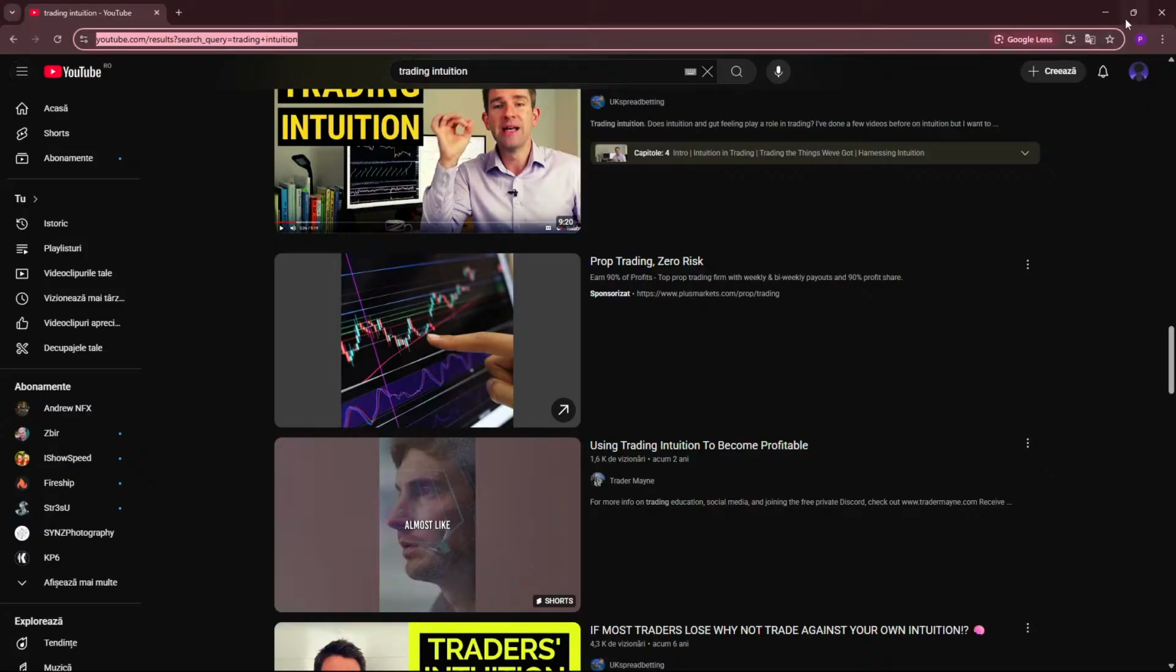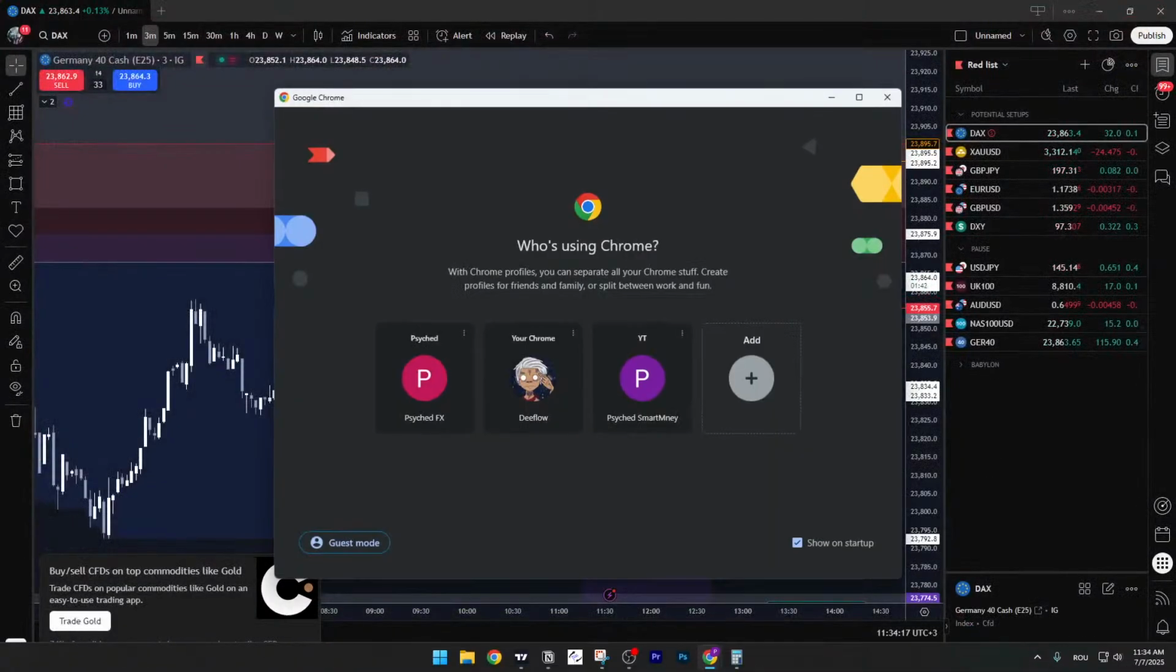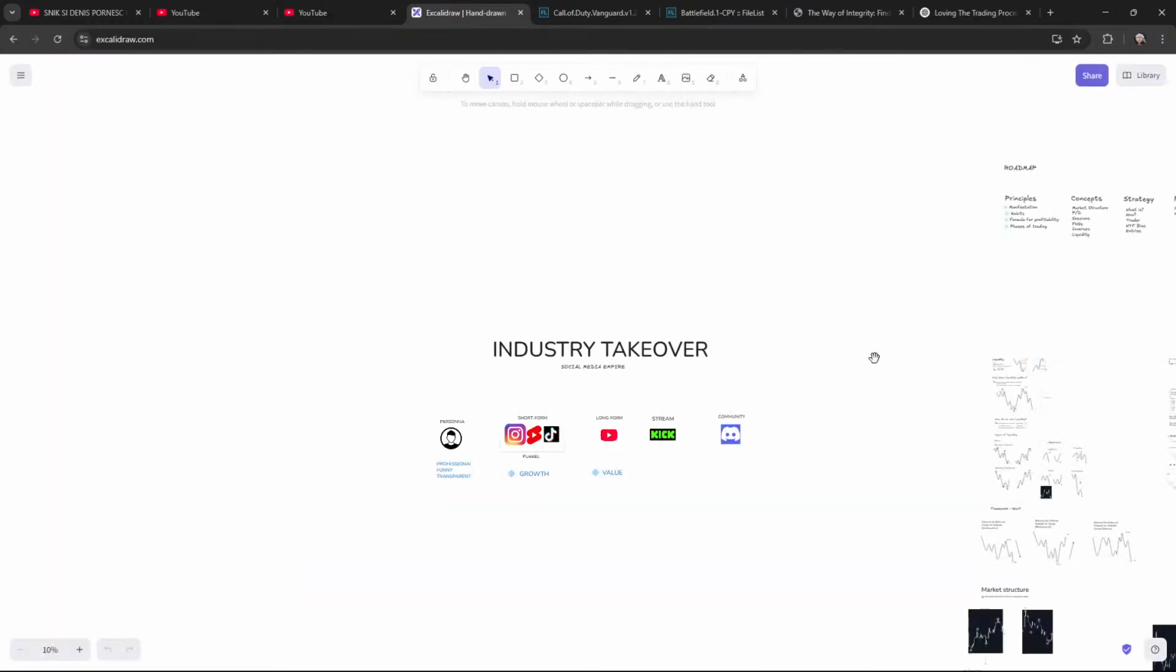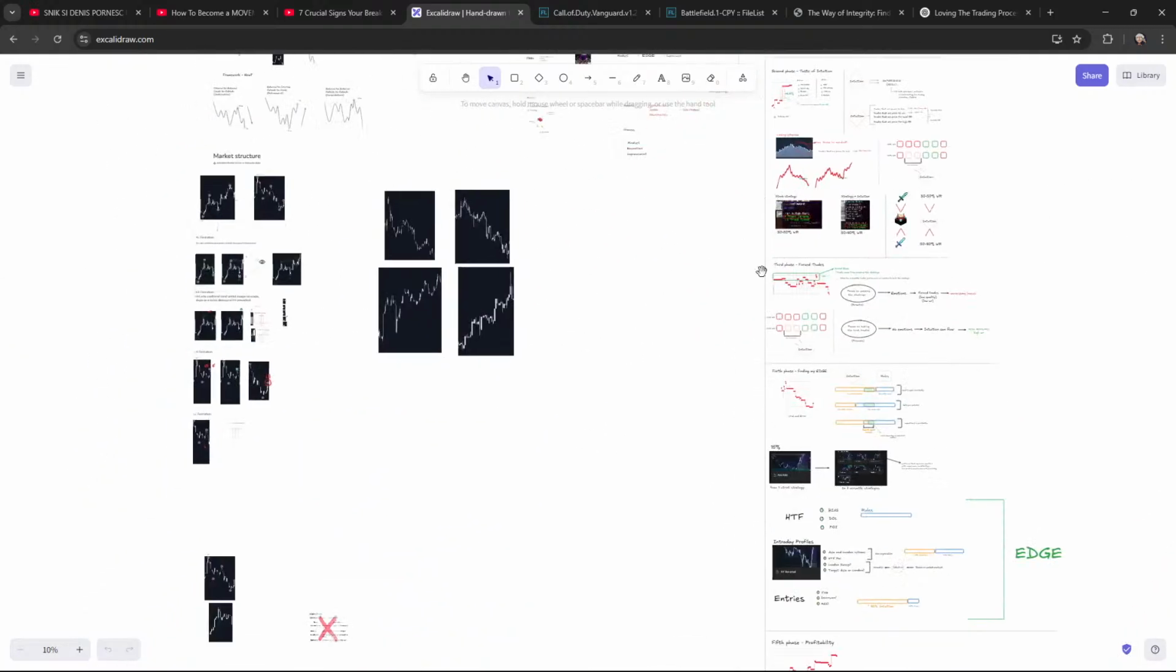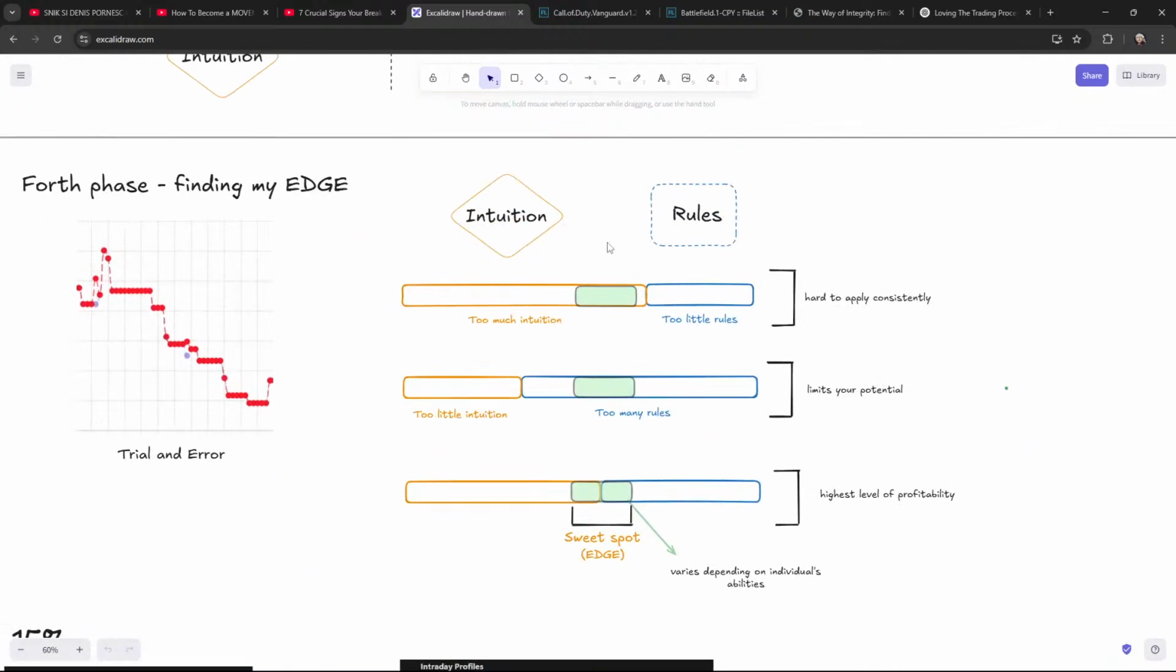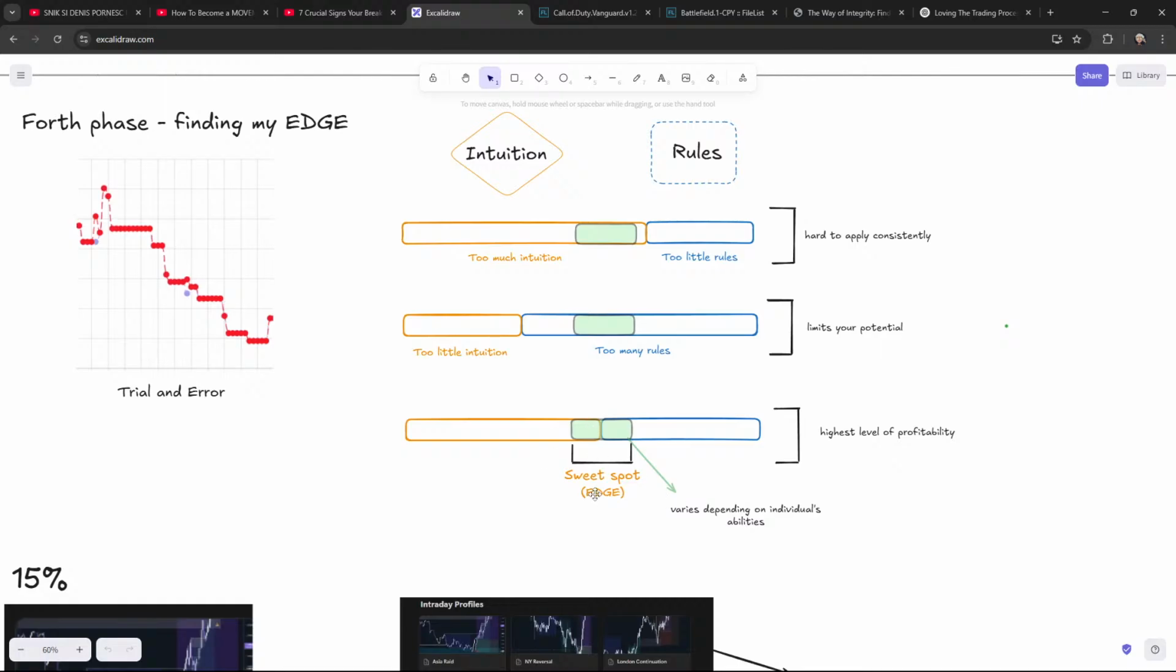But this is what I want to do when I grow. I want to shine a lot of light on this for people, because intuition is not something easy to calibrate. This is how intuition should be used. Too much intuition will be hard to apply consistently. Too little intuition will limit your potential, but you need to find that sweet spot between intuition and rules. That's what people don't talk about. It's a very taboo subject, but this is how you achieve the highest level of profitability, or how you achieve your edge, by having a mix of intuition and a mix of rules.